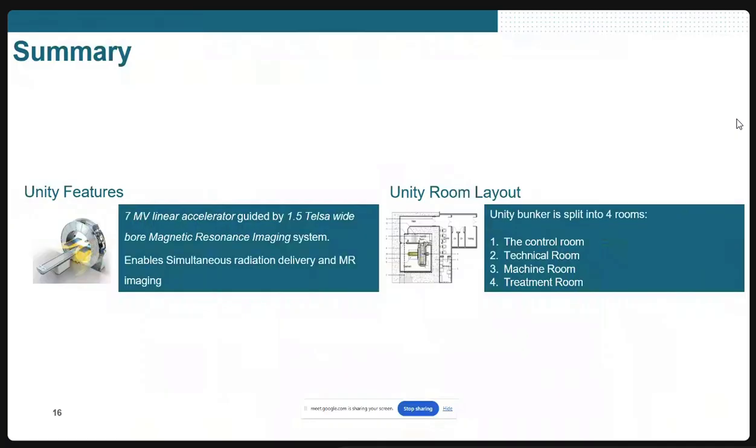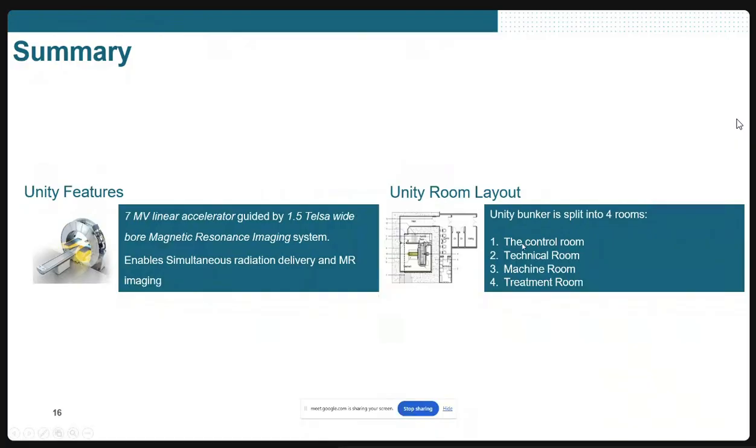Okay, just to summarize, the machine has a 7 MV linear accelerator with a flattening filter free beam, and it has a 1.5 Tesla MRI. It has simultaneous delivery of MRI and the beam, not like a conventional CBCT based machine, where when CBCT is on, the LINAC will not be on, and when the LINAC is on, CBCT will not be on. Not like that. Here we can have the MRI and the LINAC on together and work on that.